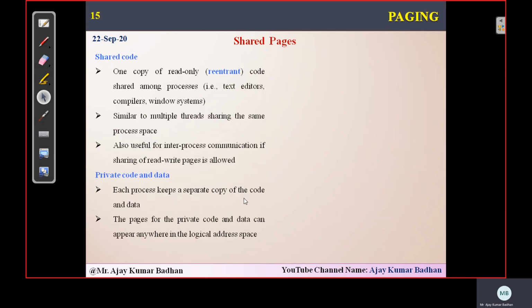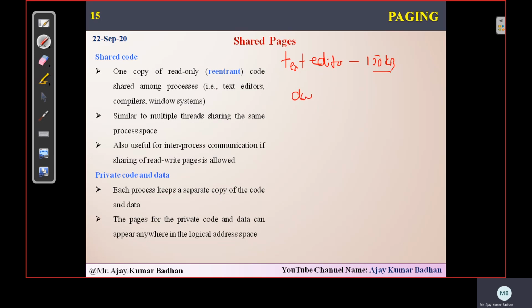And next we have something very important called shared pages. Before discussing shared pages, I want to give a small example so that you can understand. Let us suppose that we have a text editor which occupies 150 KB. Text editor, you people generally open it in a notepad. That is what I'm talking about. It is 150 KB in size.